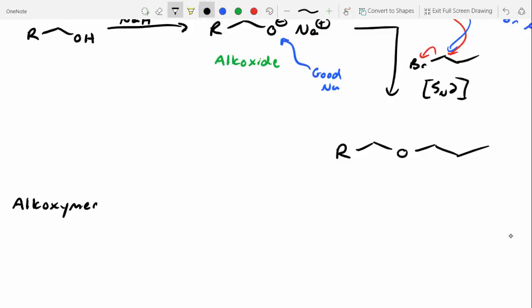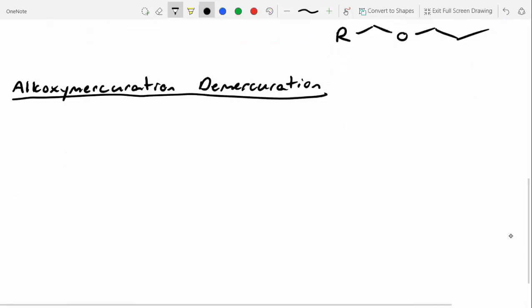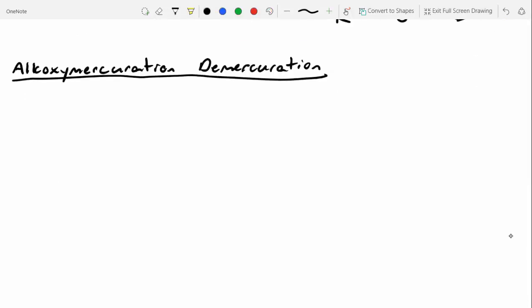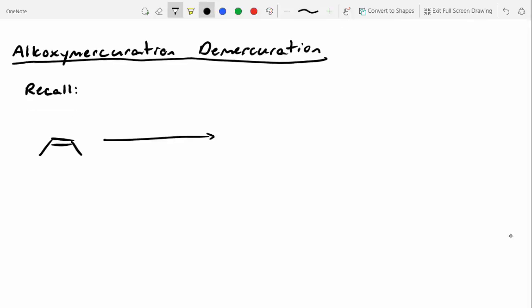This is alkoxymercuration. Demercuration. And when did we cover alkoxymercuration reactions? Chapter 9. So let's briefly review Chapter 9 materials. In Chapter 9 we said if we've got an alkene, we can react it with a mercury compound. What was the mercury compound we used? Yeah, mercuric acetate.